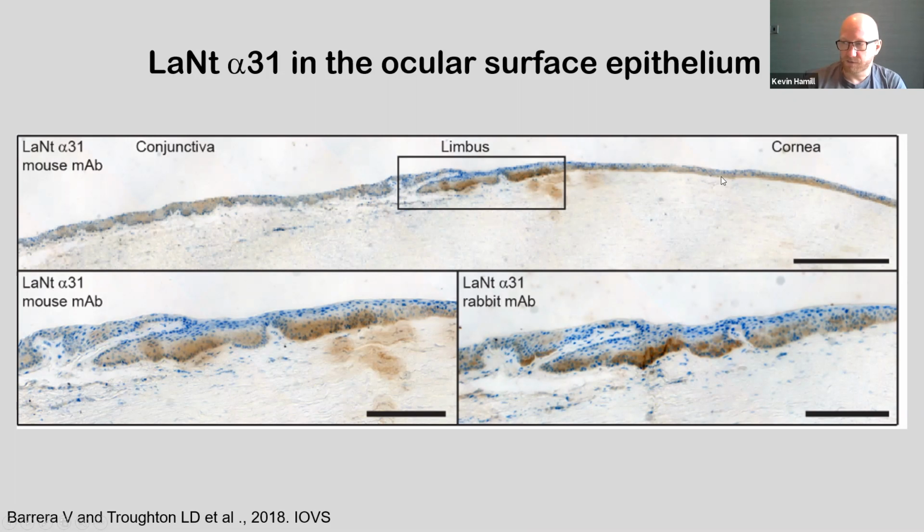surface. And what we see is there's light expression in the cornea and the conjunctiva, but it seems to be enriched in the limbus. And again, this is a comparison between our mouse and our rabbit antibodies showing you that we get the same thing.